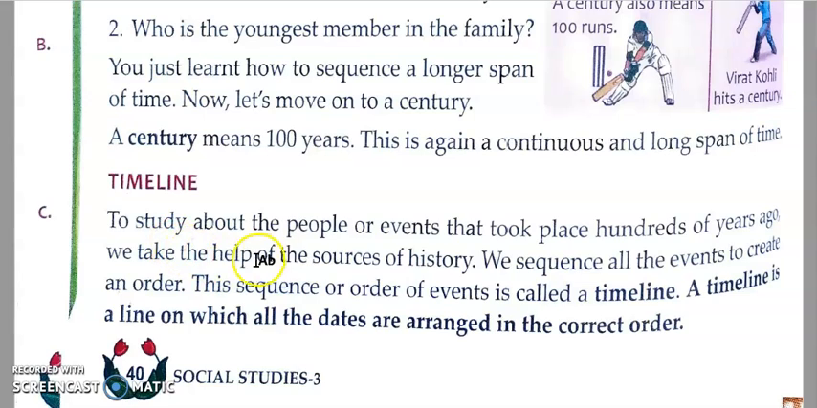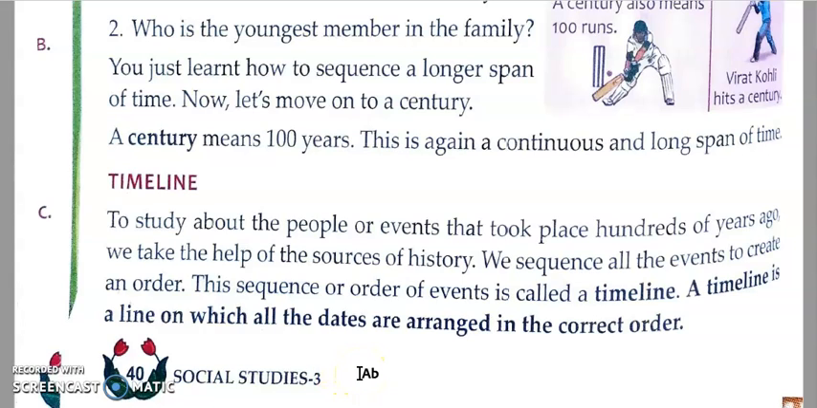Timeline. To study about the people or events that took place hundreds of years ago, we take the help of sources of history. We sequence all the events to create an order. This sequence or order of events is called a timeline. A timeline is a line on which all the dates are arranged in correct order.